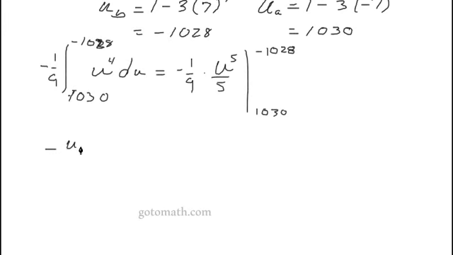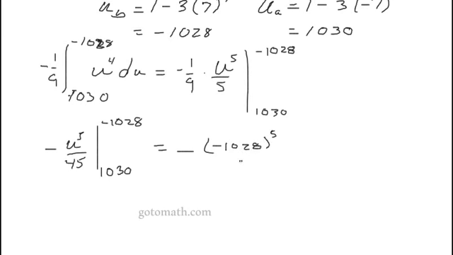Let's just go ahead and write u to the 5th over 45. Let's just go ahead and do that. 30 to negative. And then, so we go ahead and plug our stuff in. We have it bringing the negative out, so we're going to have in parentheses -1028 raised to the 5th power over 45 minus, remember to start a parentheses, it's just good practice.